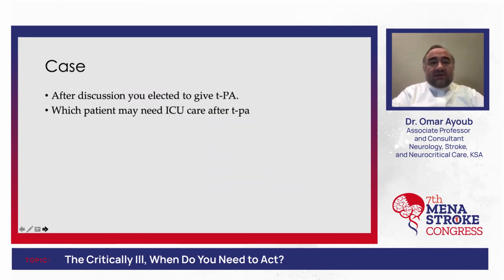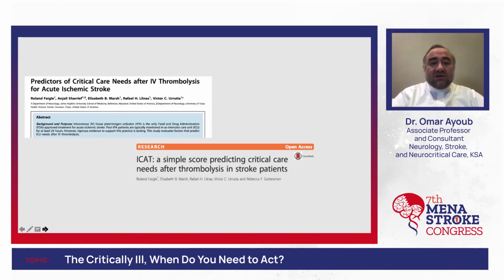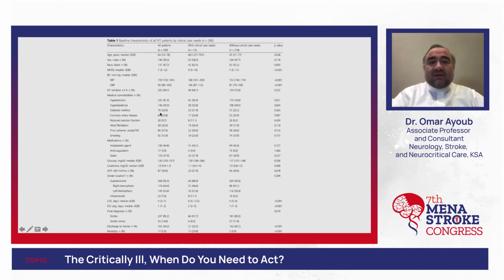Now we go back to the case. After discussion, you elected to give TPA, and which patient may need ICU admission after IV TPA? That question was simply looked at from different angles, and they have proposed different scores. This is one of the scores I like, which is the ICAT score. I will come over it in a few minutes, where they looked at the different characteristics of patients.